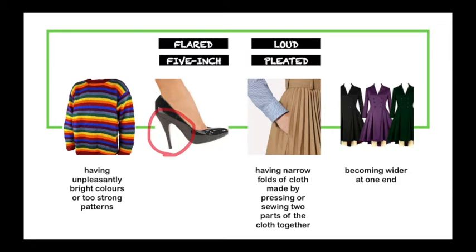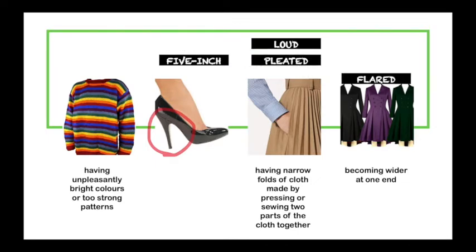Then for the next picture, having narrow folds of cloth made by pressing or sewing two parts of the cloth together. Notice the pronunciation of the word sewing. It's not "sewing" like new, but "sewing", sew. The spelling is tricky because it's spelled the same way as the word new, for example, so you may assume that it's pronounced applying the same rule, but it is not, so it's sewing. And finally, becoming wider at one end. So, which of these do you think is the word flared?